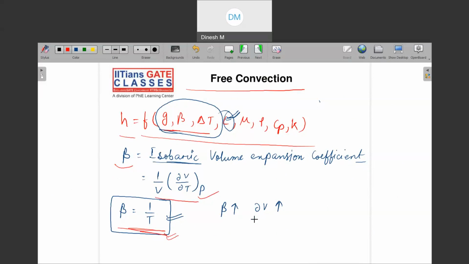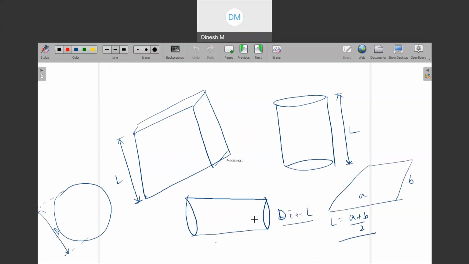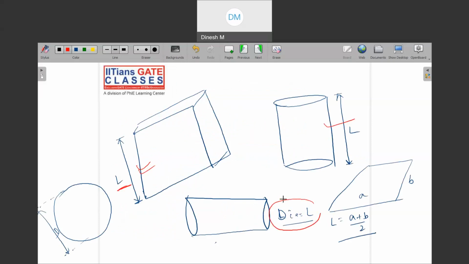And then L is nothing but, for the various orientations, this changes. For a vertical plate, this is the length. For a vertical cylinder, it is the length again. For a horizontal cylinder, the diameter is the characteristic length. For a slab, let us say if I have drawn a slab here, the length is nothing but (A plus B) by 2. Okay, and for the case of a sphere, what is the characteristic length? The characteristic length is nothing but the diameter.